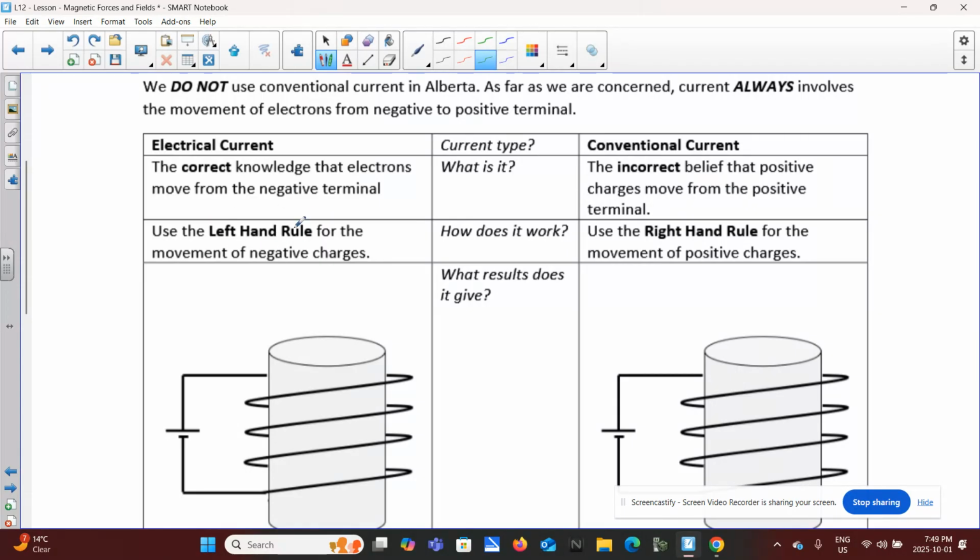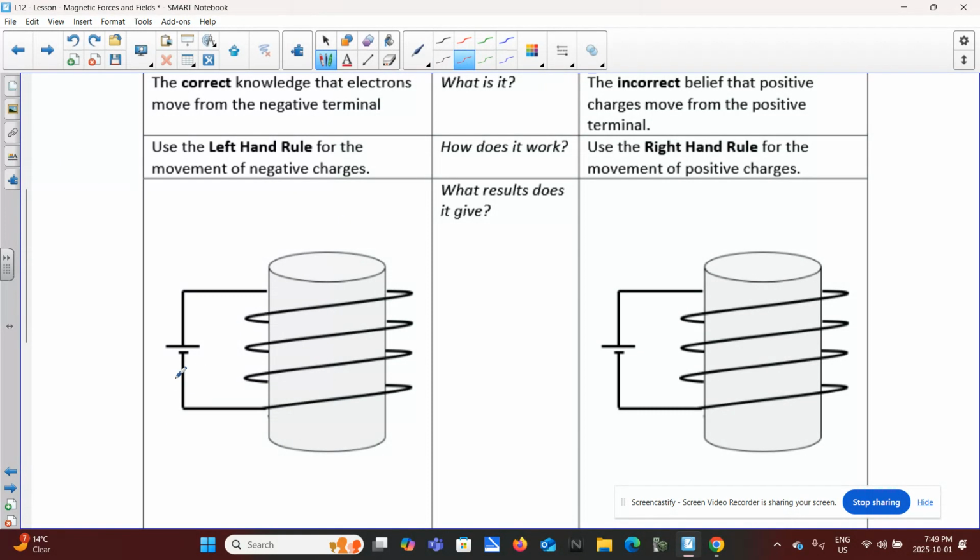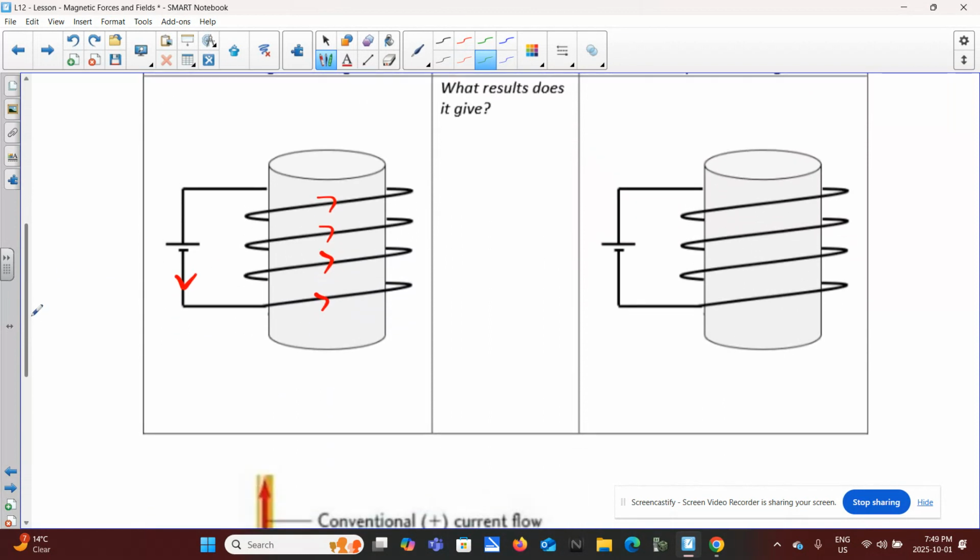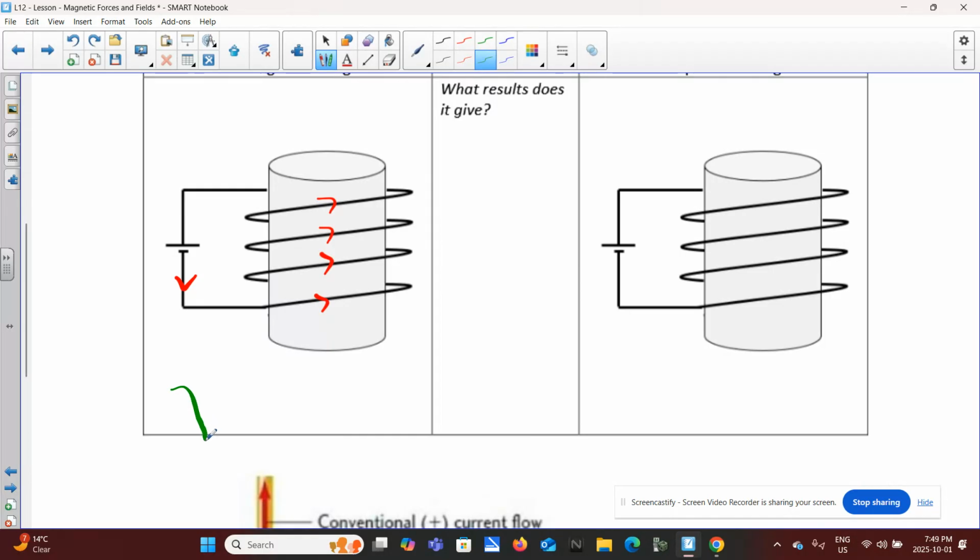When I'm using movement of electrons, I use left-hand rule. When I have positive charges moving, I use the right-hand rule. And what result does it give? Well, let's look at the correct one. It comes out of the negative terminal. Okay, I'm going to take my left hand, which I'm going to draw very, very poorly, and I apologize. My left hand is going to look like this. There's my thumb. And my fingers are going to wrap around like that, okay? So this is left hand. I've got my fingers wrapping around like that, which is exactly what we see, and we have our north end pointing down.